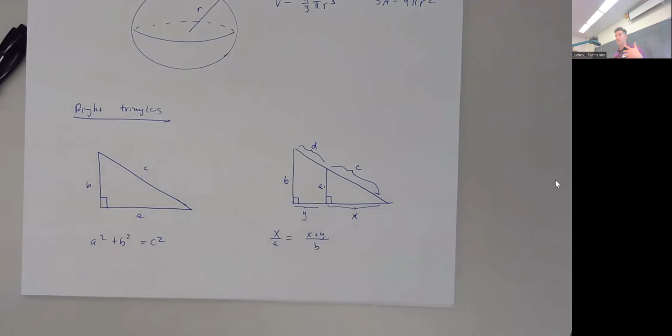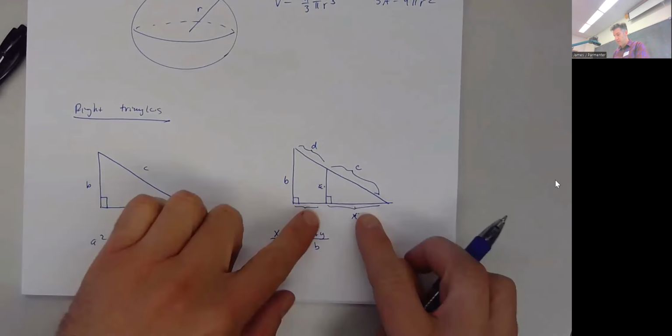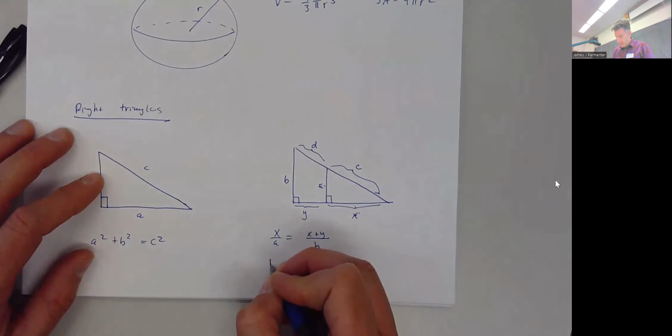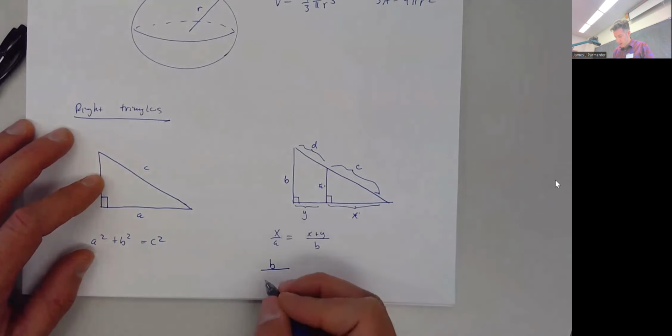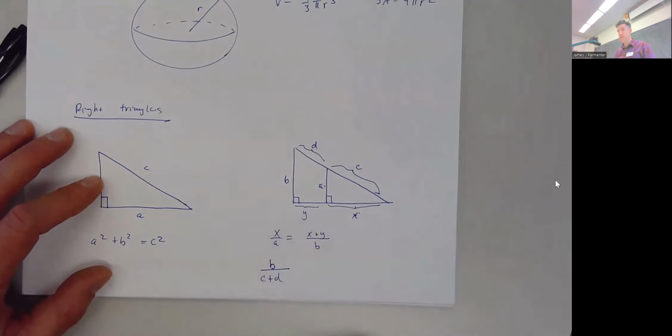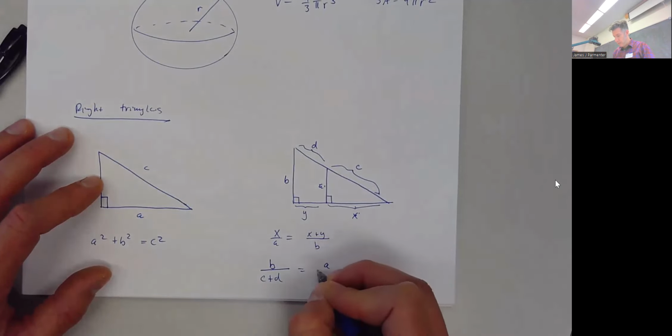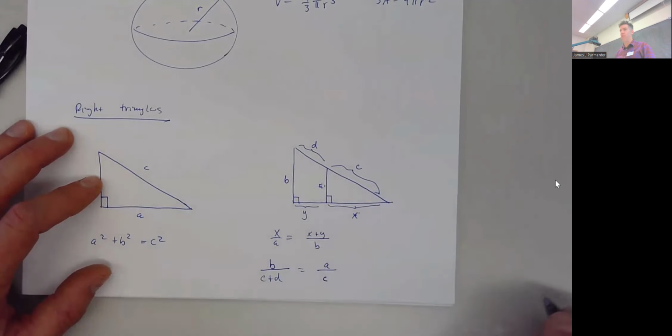But basically, when you're talking about similar triangles, the ratio of any two sides in the smaller triangle is equal to the ratio of any two sides in the larger triangle. So you could say base over height, or you could say height in the larger triangle divided by the hypotenuse in the larger triangle is equal to height in the smaller triangle divided by hypotenuse in the smaller triangle.